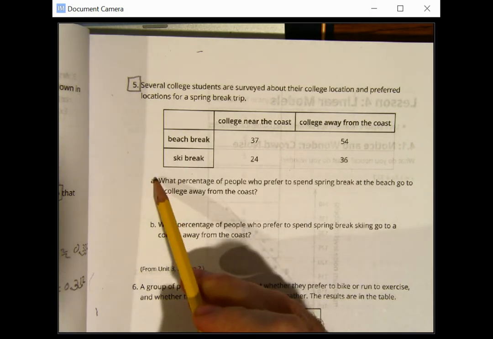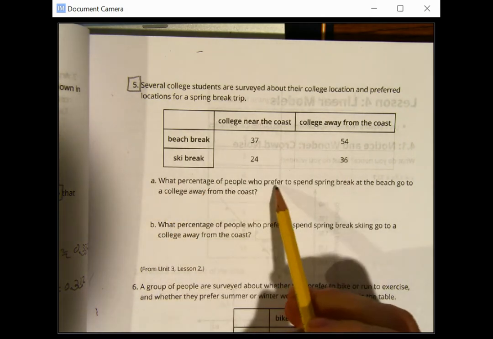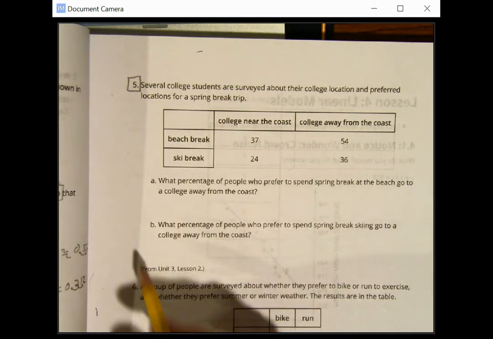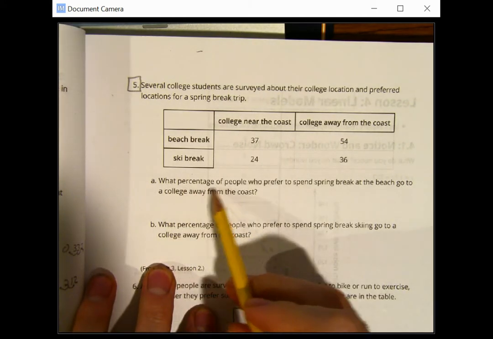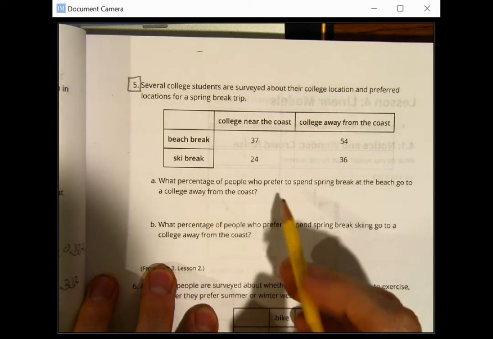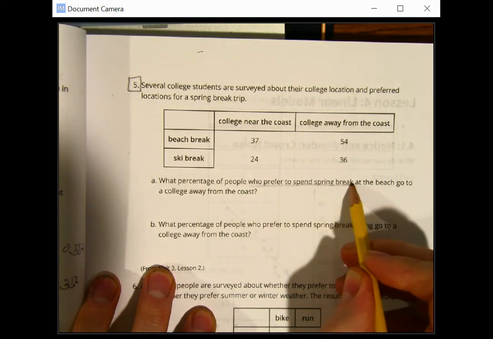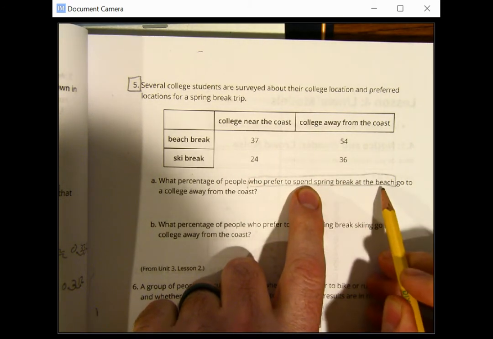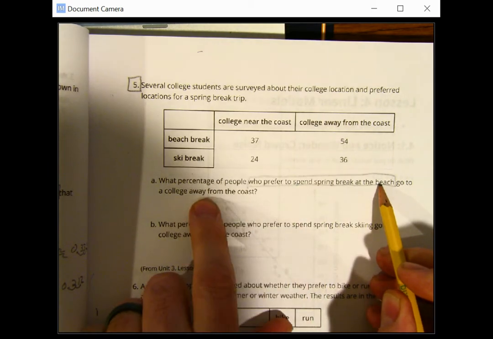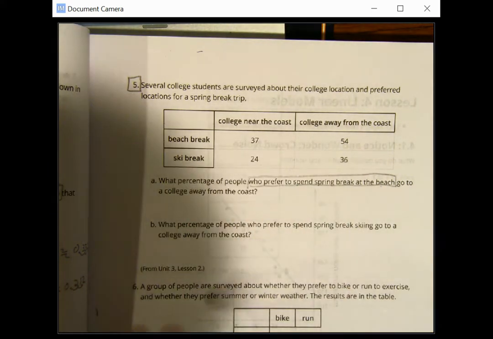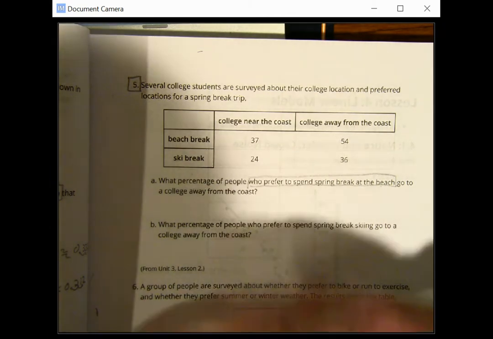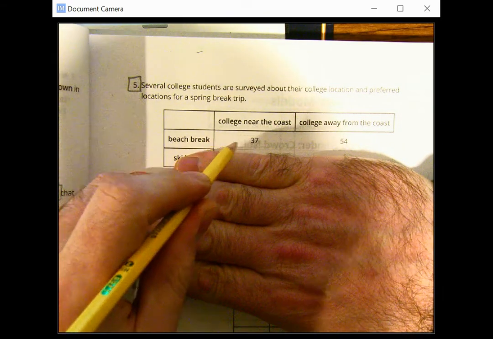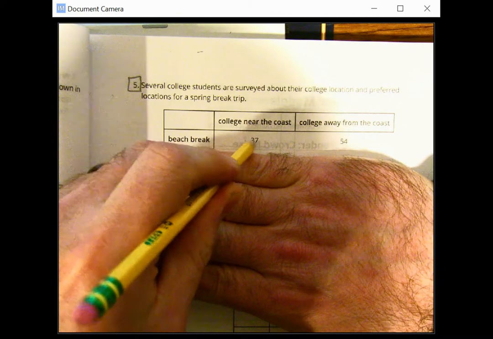All right. The first question says, what percentage of people who prefer to spend spring break at the beach go to a college away from the coast? So the first thing we're going to do is look at the first category that they mentioned. What percentage of people who prefer to spend spring break at the beach? Okay, so this is where we're going to be looking. All the people who prefer to go to the beach for spring break, and then we want to see where their college is, right? If I look at just people who like to go to the beach, that looks like it's just this row. Now we're going to say what percentage of these people go to college near the coast versus away from the coast.